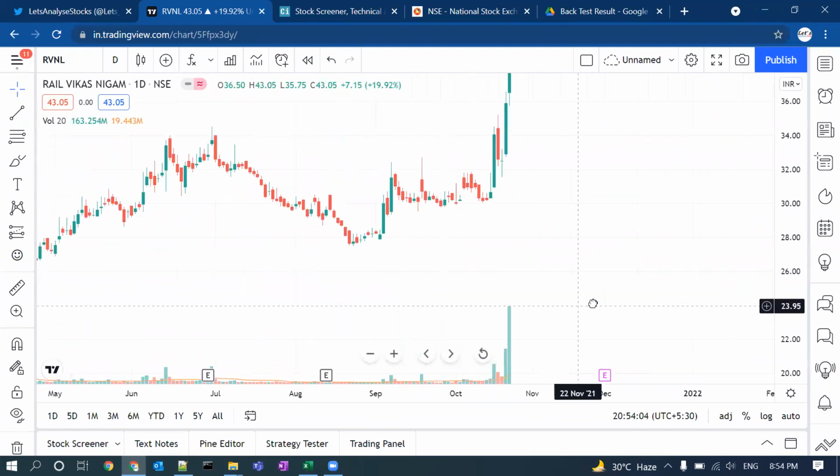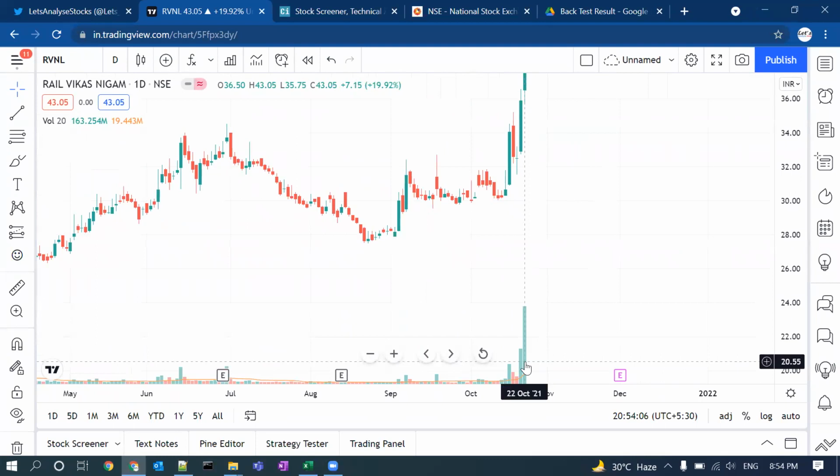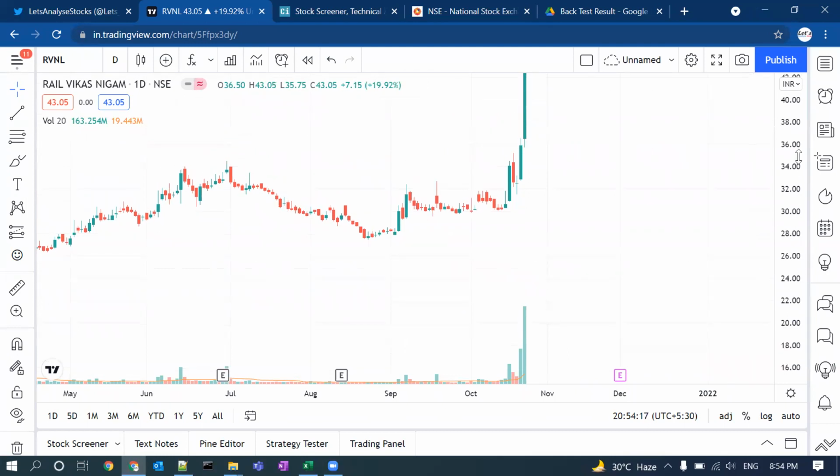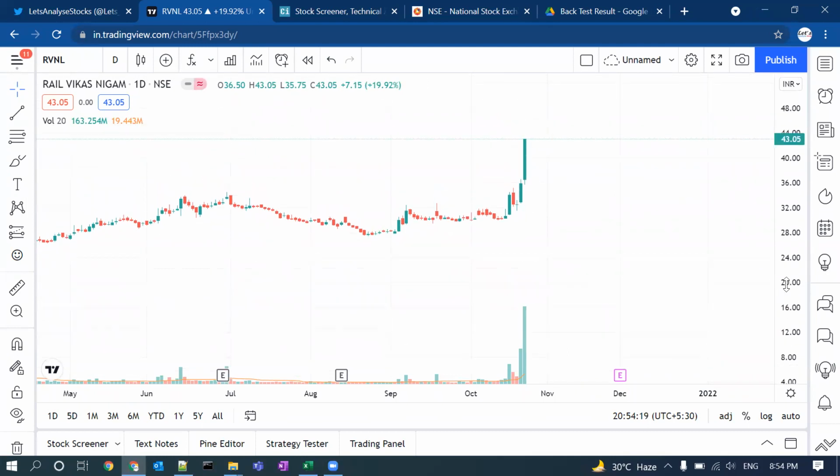But today, all of a sudden, it reached more than 5 times its average volume. Retail investors can't buy this much volume. This much volume can spike only when a big shark comes into the picture. So by seeing this, you can tell that a big shark is buying this particular stock.